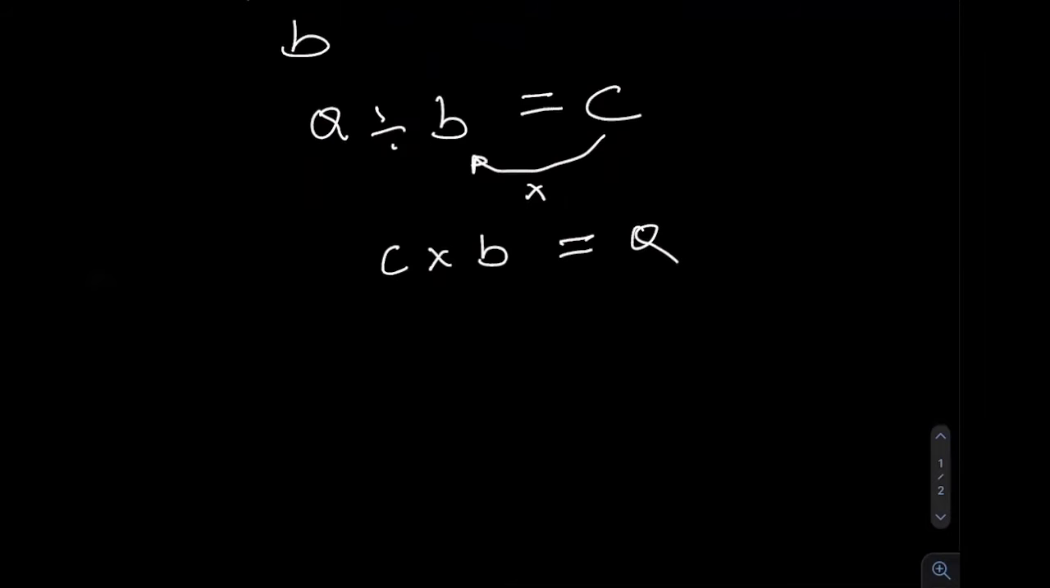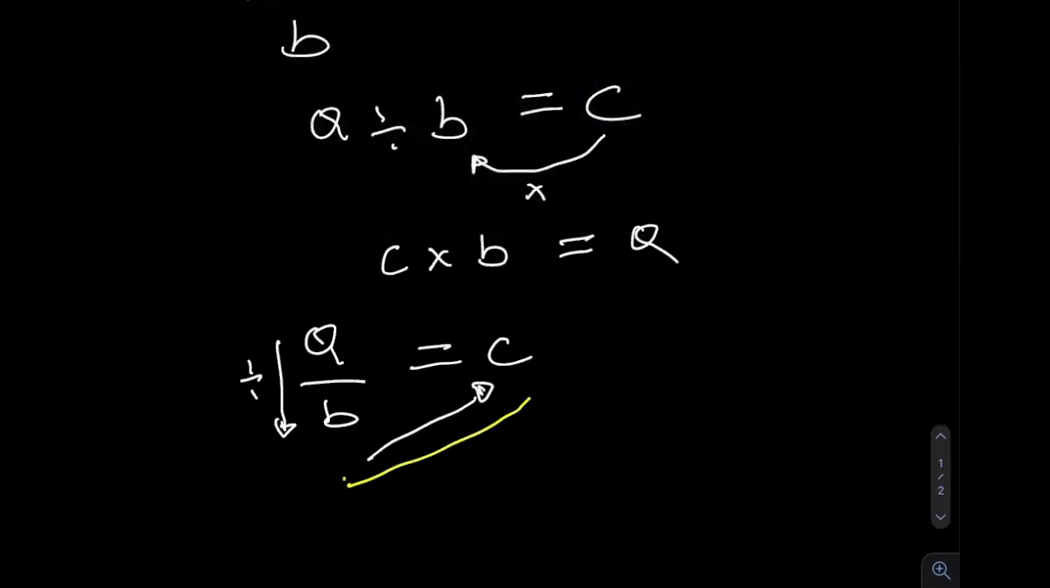Let's look at it this way. We said A over B is equal to C. So we said A divided by B, we get C. Then C multiplied with B, we get A.